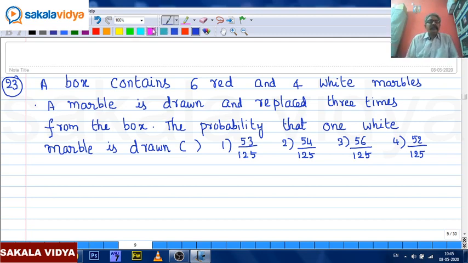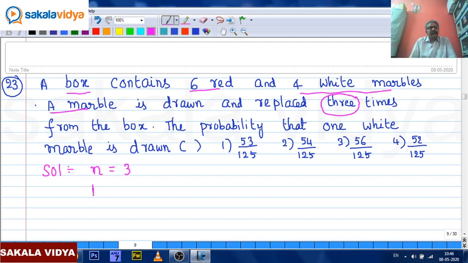See, a box contains 6 red, 4 white marbles. A marble is drawn and replaced for 3 times. That means this is conducted for 3 times, n is equal to 3. The probability that one white marble is drawn, that we need to find out. So the number of Bernoulli trials n equals 3, p equals probability of getting white marble, p of white. So probability of selecting one white from total 10, 4 by 6 plus 4, this will be 4 by 10 equals 2 by 5. Now q will be equal to 3 by 5.